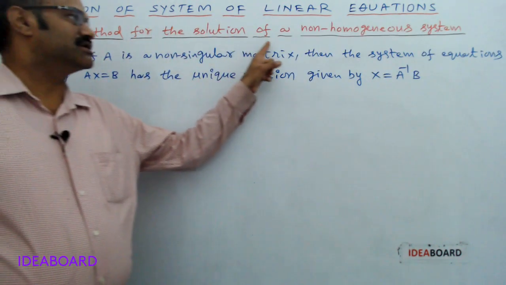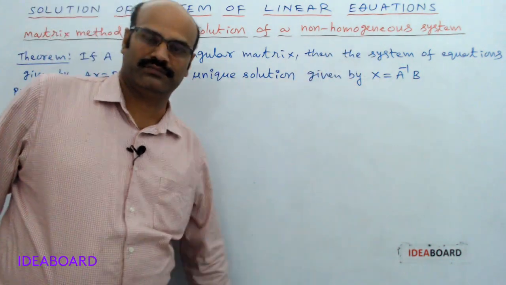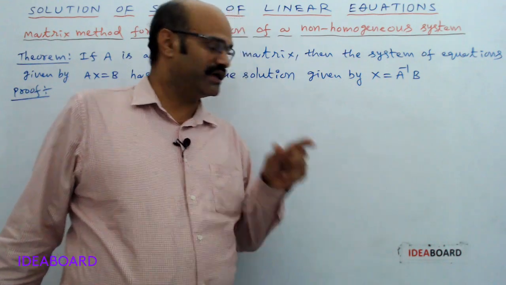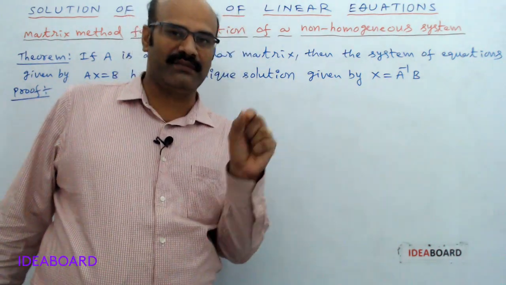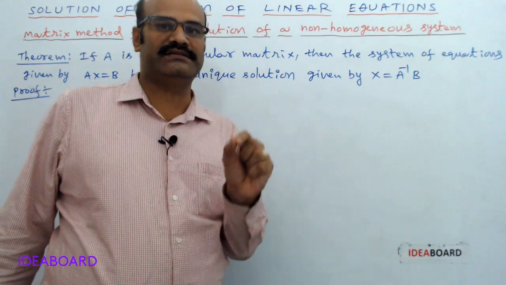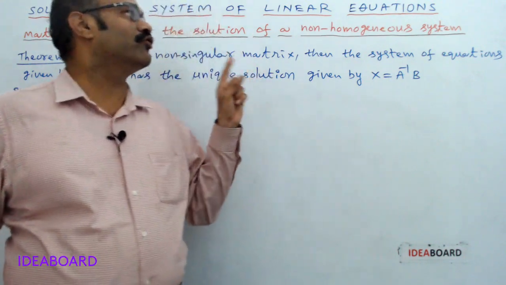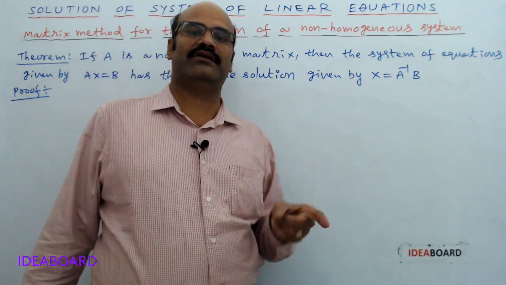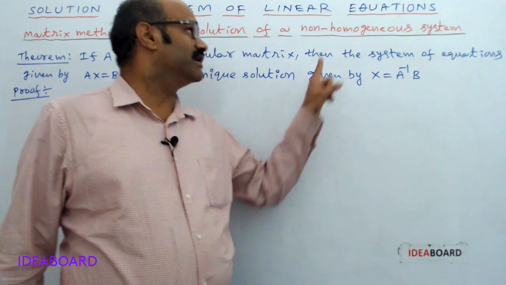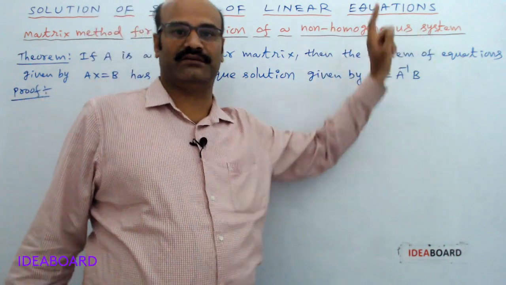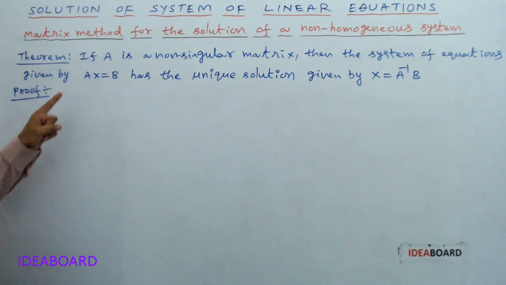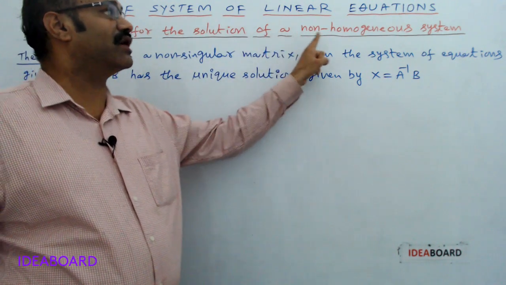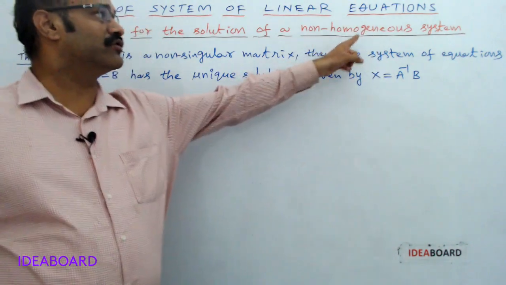Matrix method for the solution of a non-homogeneous system. A homogeneous system means Ax equal to B, when B is a null matrix. Non-homogeneous system means when you have the system Ax equal to B, when B is not a null matrix, then we say that it is a non-homogeneous system. Now, we are finding the matrix method for the solution of a non-homogeneous system.